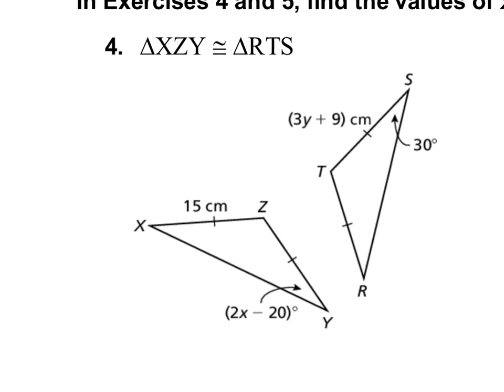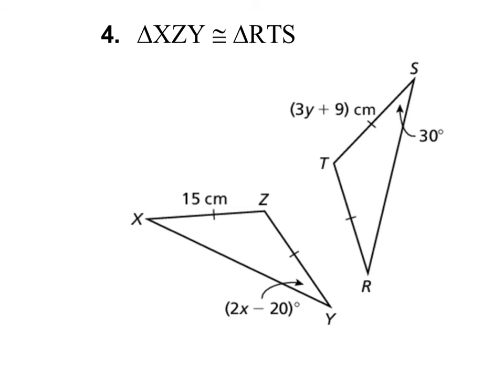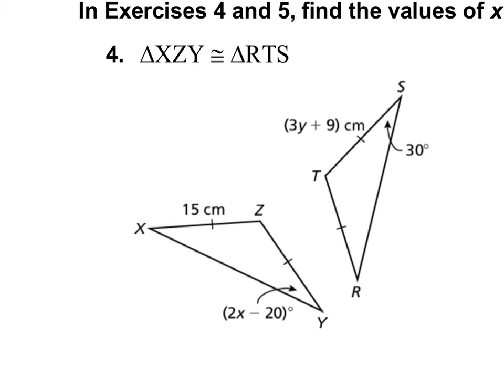XZY is congruent to RTS. Before you get going, mark what you know. If we have X, which angle is congruent to X based on the statement? R. It's in the same spot. It's the first letter. So Z is congruent to T. Mark that with 2. And so Y is congruent to S.